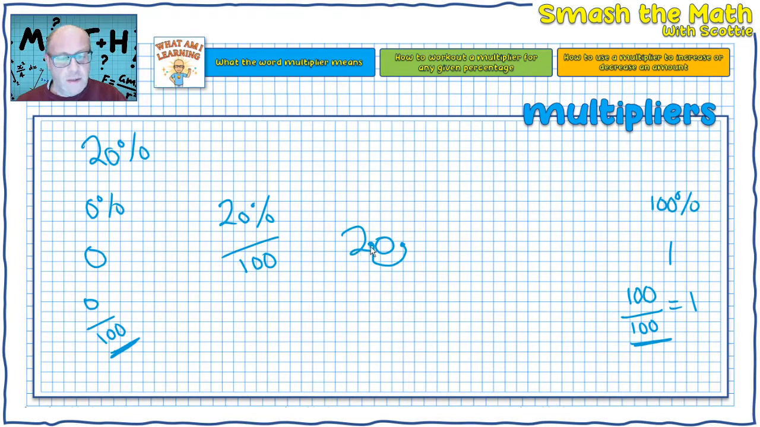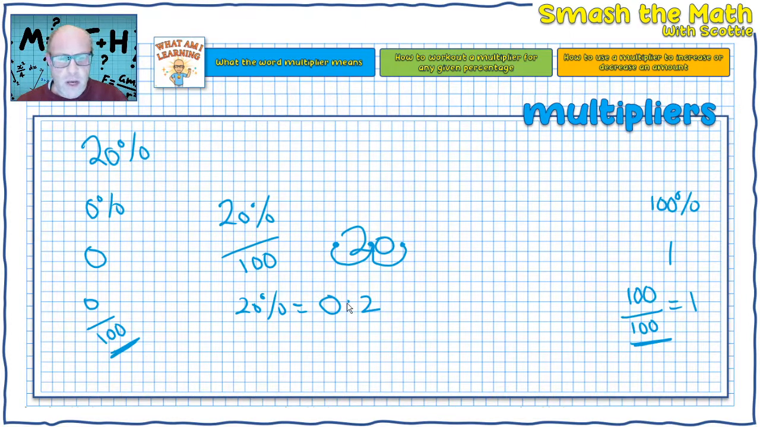I want to divide it by 100, so I'm going to move it again by another multiple of 10, which makes it 100. 10 times 10 is 100, and I get 0.2. Okay, so 20% as a multiplier, a number between 0 and 1, is 0.2.